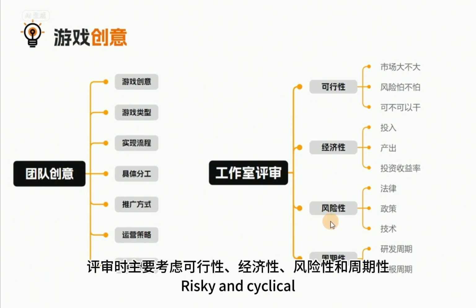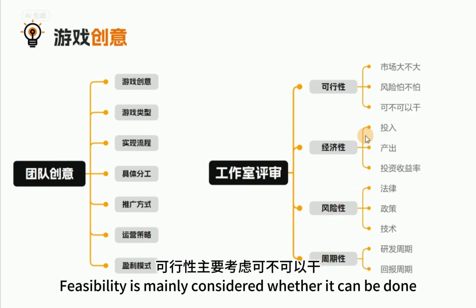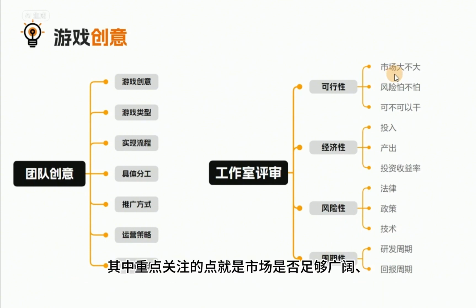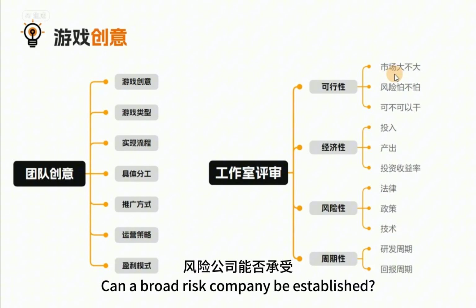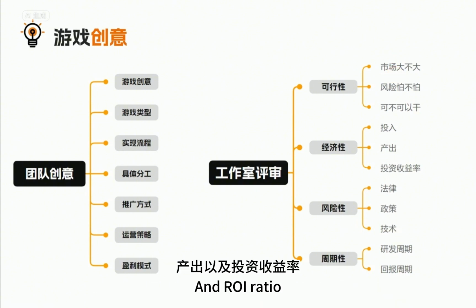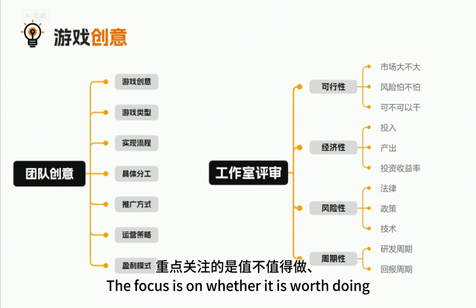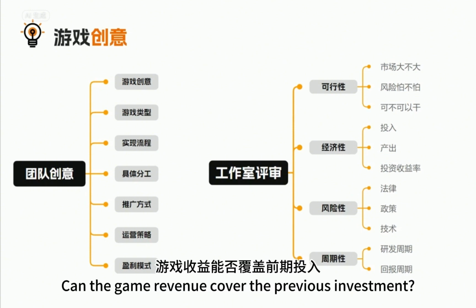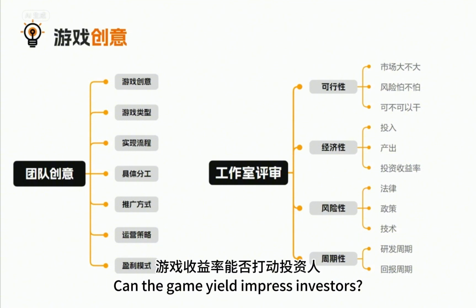Risk and cycle are also considered. Feasibility is mainly whether it can be done. Can you do it successfully? Can the company be established? Economy mainly considers input and output, and the ROI ratio. The focus is on whether it is worth doing. Is the expected return attractive enough? Put simply, can the game revenue cover the previous investment? Can the game yield impress investors?